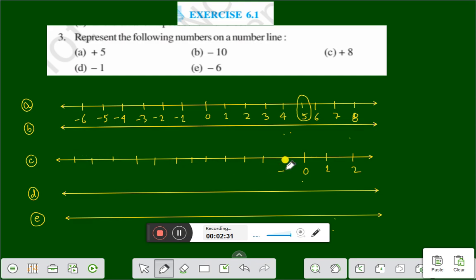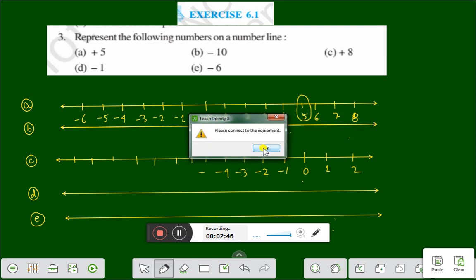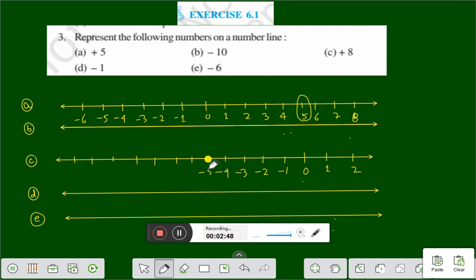I will write minus 1, minus 2, this is minus 3, this is minus 4, this is minus 5, this is minus 6, minus 7, minus 8, minus 9, minus 10, minus 11, minus 12. This is the number line, right?